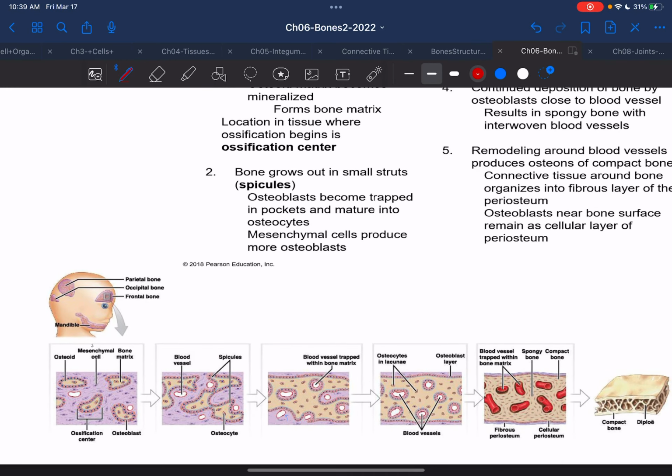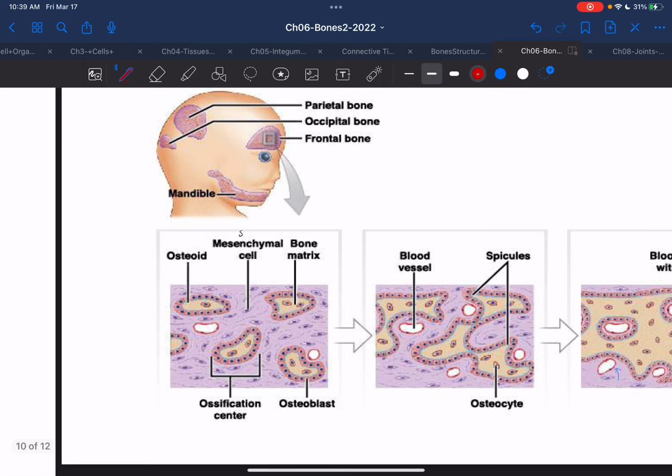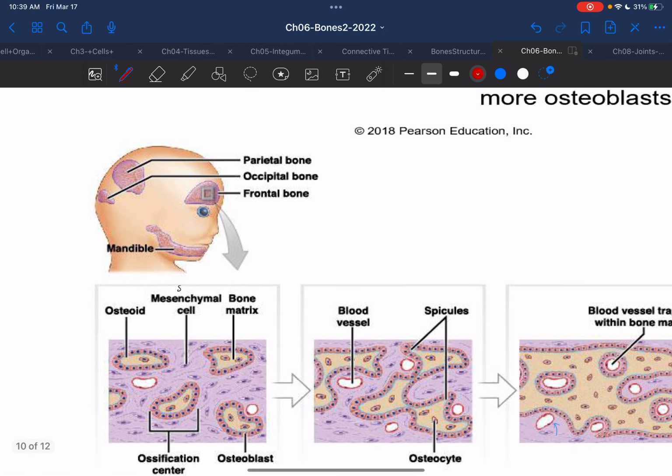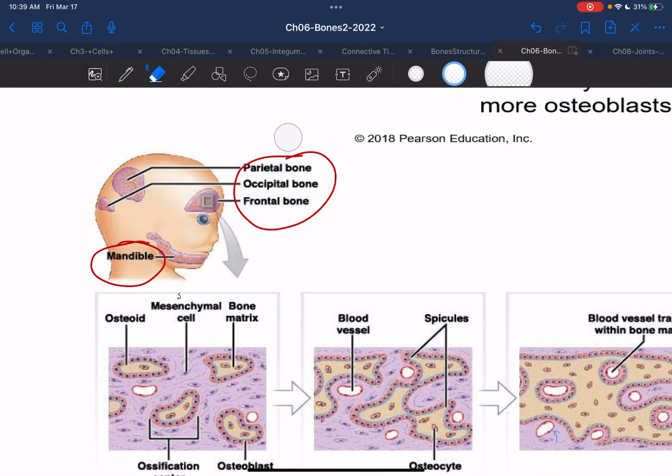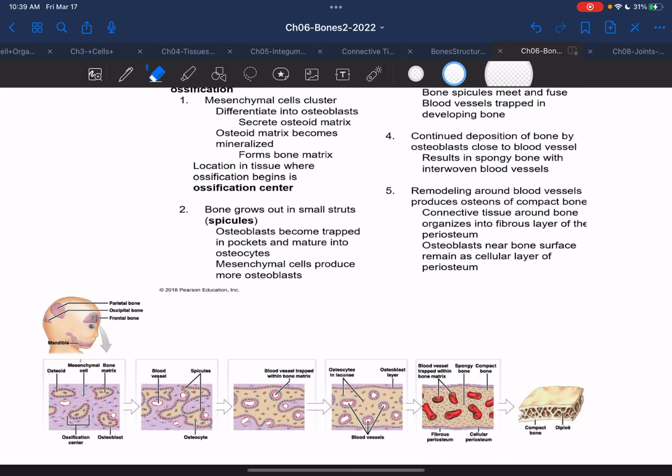Now, this type of bone growth is going to be more relevant for flat bones, the mandible, these bones that have sort of flatter ends to them, parietal, occipital, frontal bone. That's what makes this growth different, is that you're not really going to encounter this in long bones. You're going to find it mainly in our flat bones.